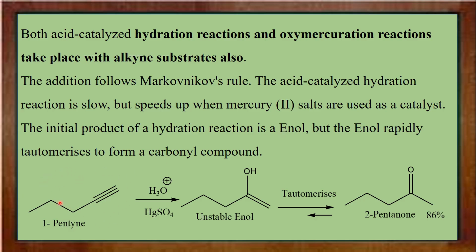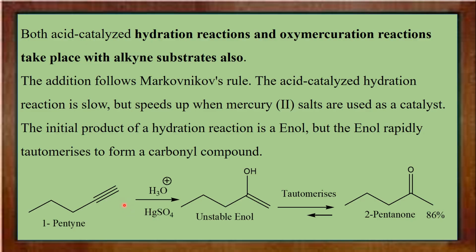When hydration takes place with an alkyne, the initial product is an enol, and that enol tautomerizes to give a stable molecule, an aldehyde or ketone. So here I have given an example of hydration of 1-pentyne with water and acid along with mercuric salt as catalyst.